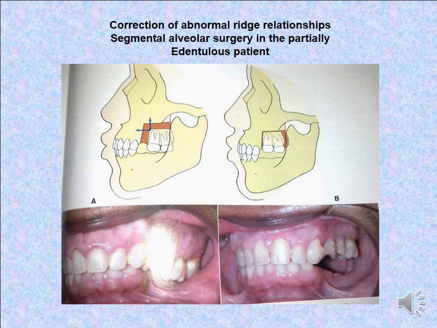So we make two incisions. The first one is vertical and splits the bone, and the second one is horizontal, and then we do an osteotomy and move the segment in whichever direction is needed.